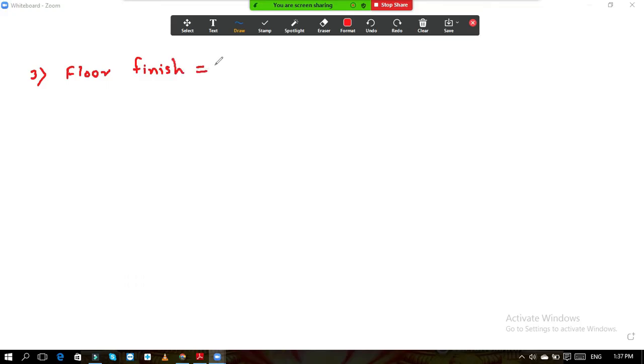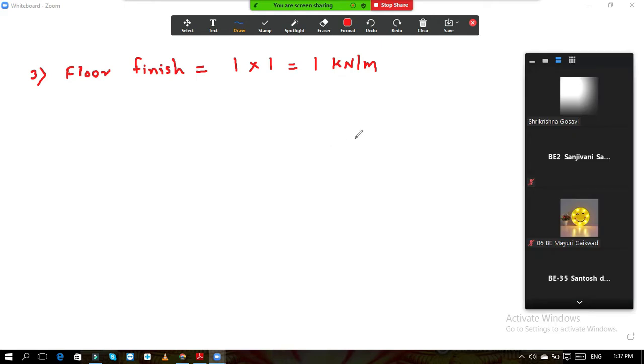As we know, it is given as 1 kilonewton per meter square. We considered it per meter width, so it will be 1 into 1. It will be 1 kilonewton per meter. This will be our floor finish. Now as usual, add the total dead loads.